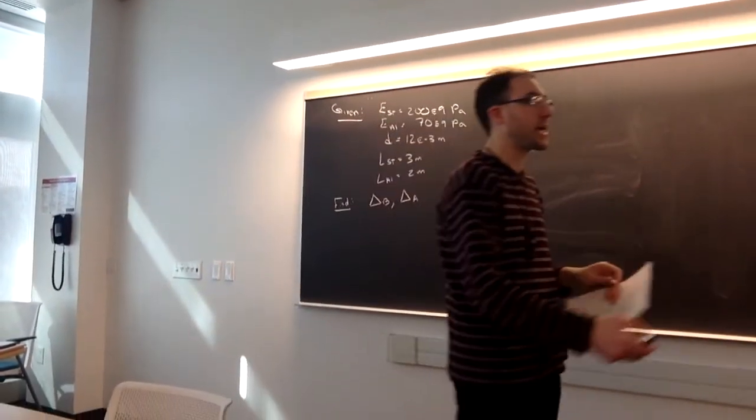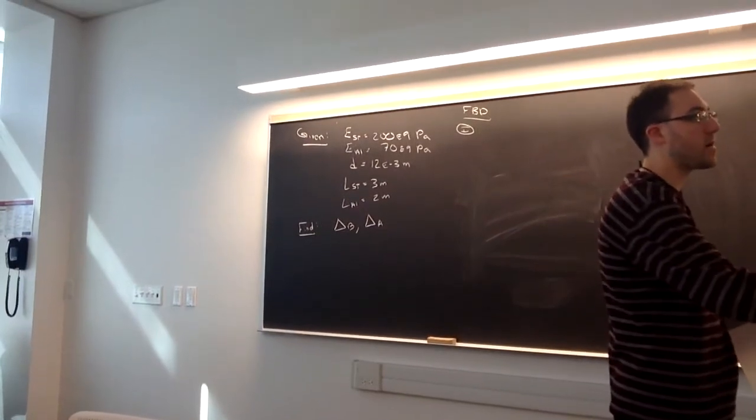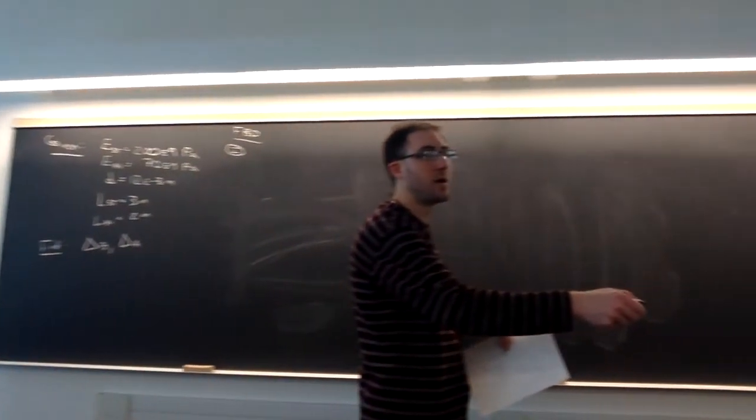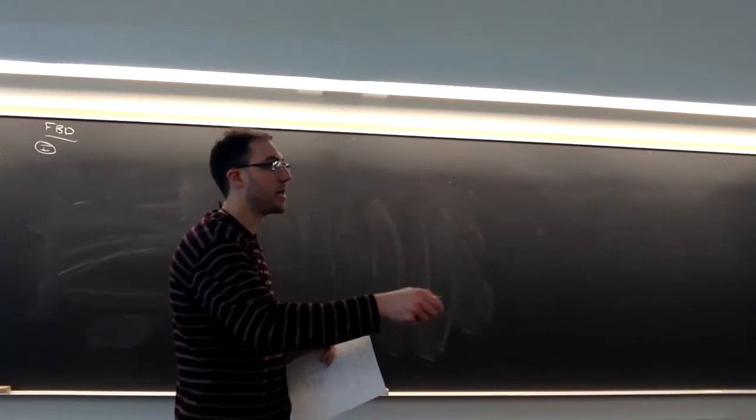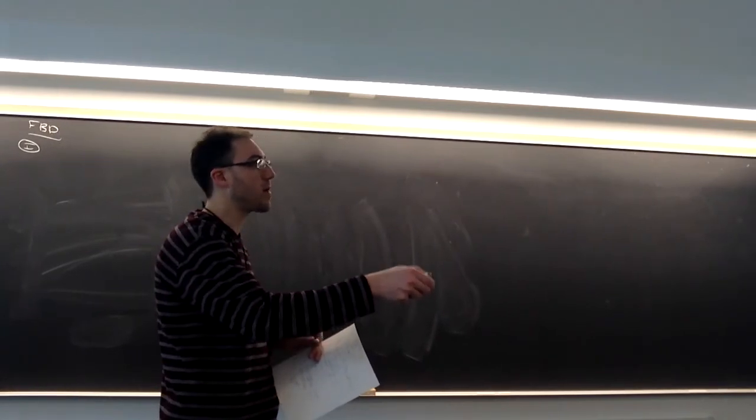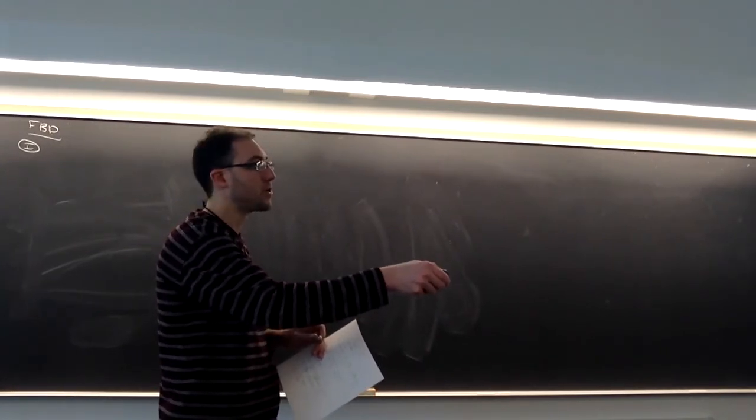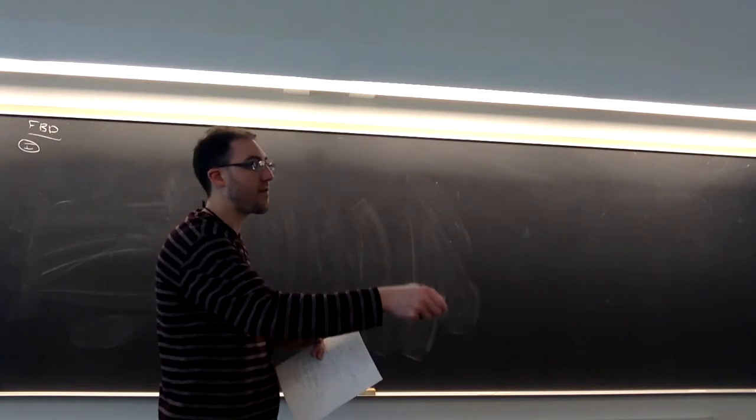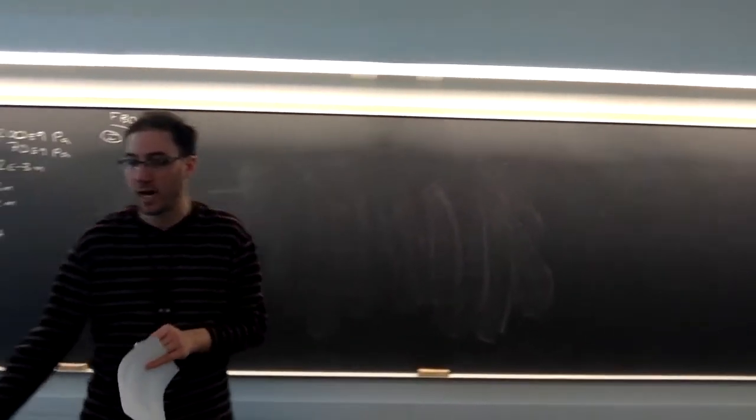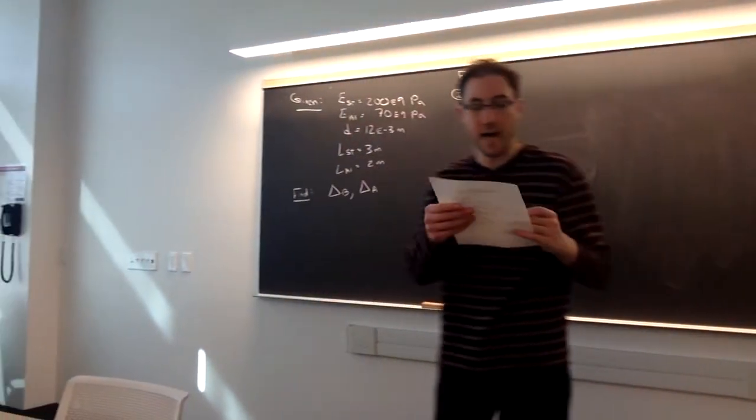I have the option, just like I did before, if I make an internal cut here, I can take everything to the left or everything to the right. In this case, there's a wall here. I don't care what's happening at the wall, so I can make a cut through here and take everything happening to the right of that cut and use that as my free body diagram.